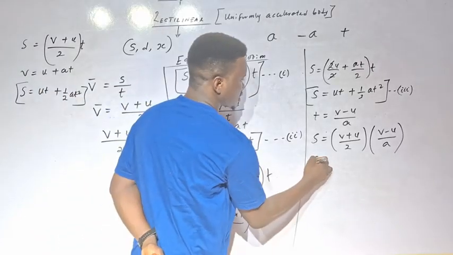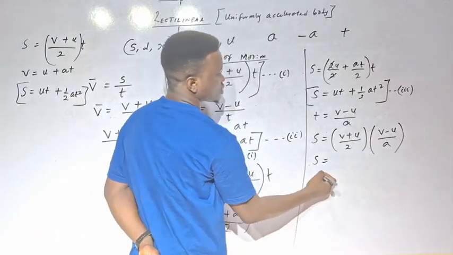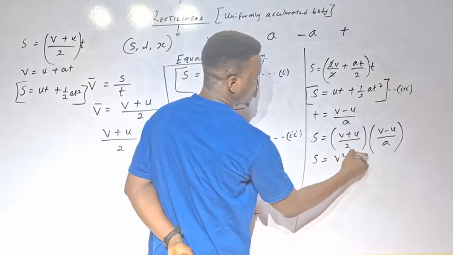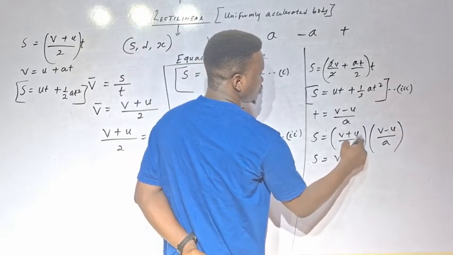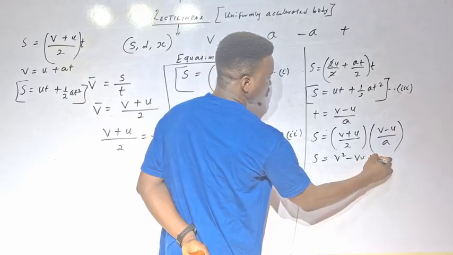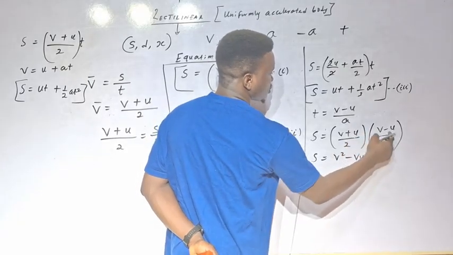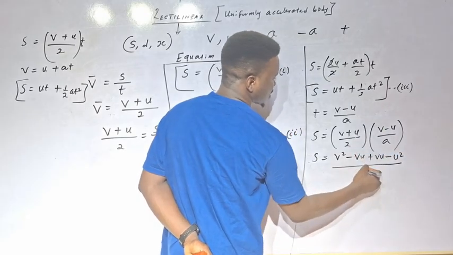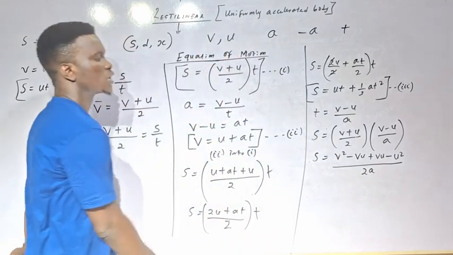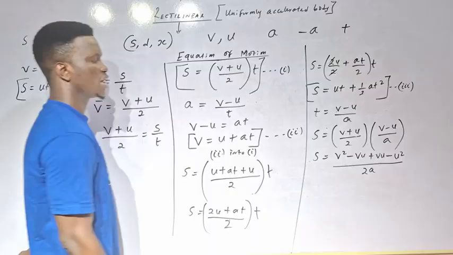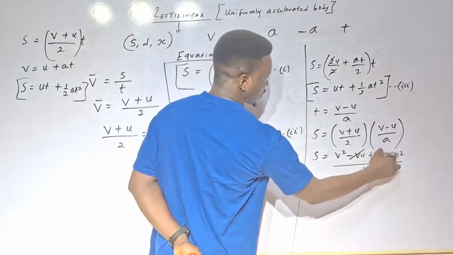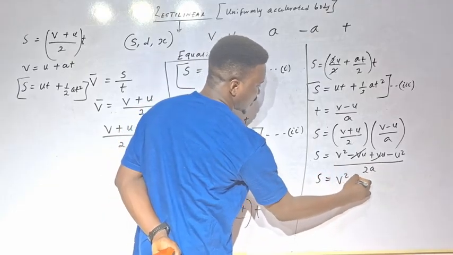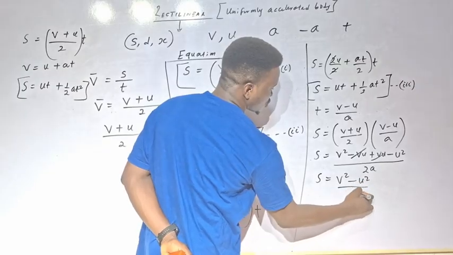So we can say s is equal to v times v. That's going to be v squared. V times minus u will be minus vu. U times v is plus vu, plus u times minus u, which is minus u squared, all over 2 times a, 2a. I hope you're following. So now this and this will go. So we're going to have s is equal to v squared minus u squared all over 2a.